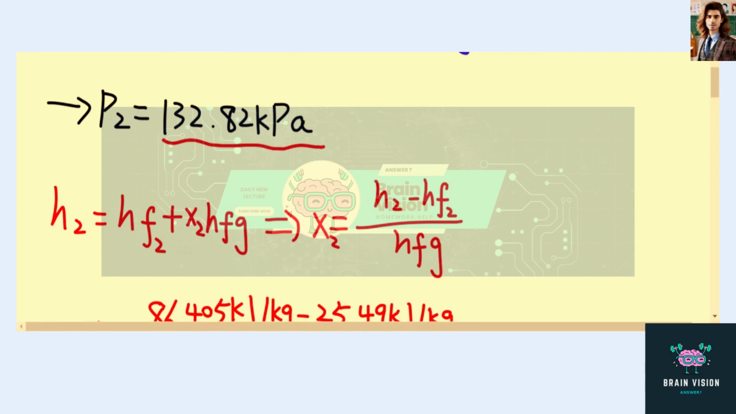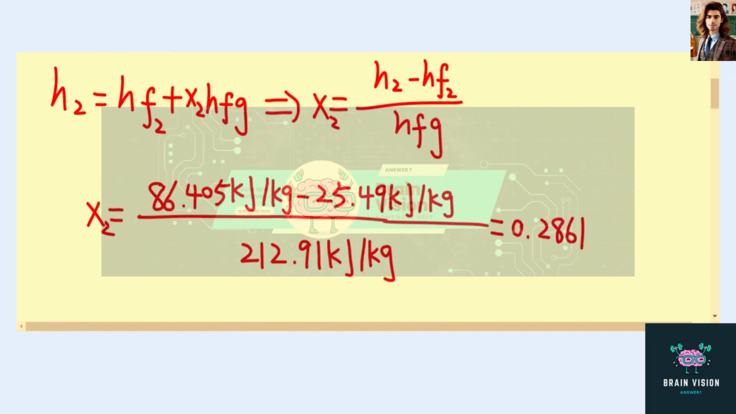Now let's try to determine the quality at the outlet, which is the quality at the exit, which is x2 here. So x2 is equal to h2 minus hf2 over hfg2. If we plug in the values, eventually we'll have 0.2861 as the quality at the outlet.